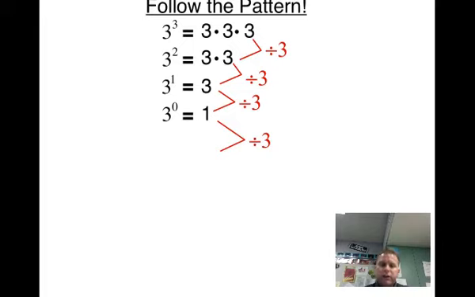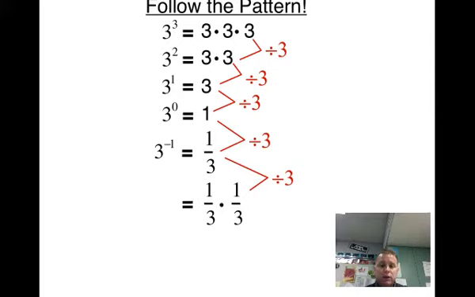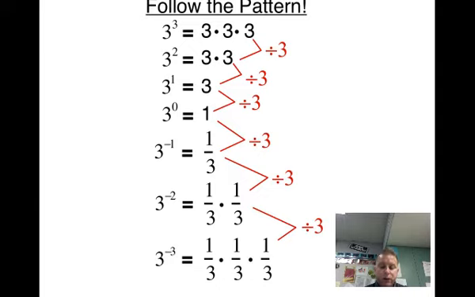But what happens if I divide by 3 again? Well, as you notice, our exponents are decreasing, so what's smaller than 0? We're going to end up with 1/3, and our exponent would be -1. If you divide by 3 again, that's 1/3 divided by 3, which is 1/9, which would be 3 to the negative second. And that's 1/3 times 1/3. And we get a -3 here.